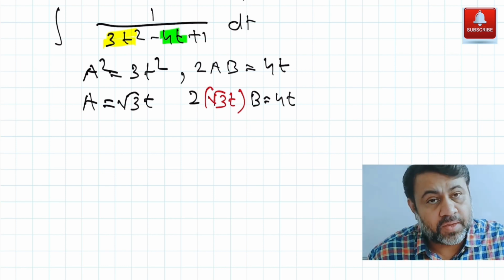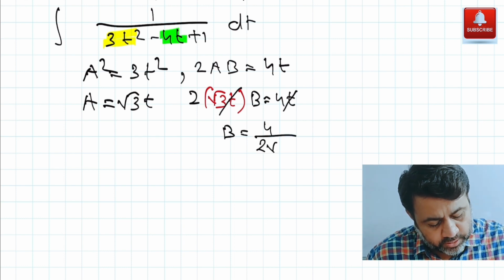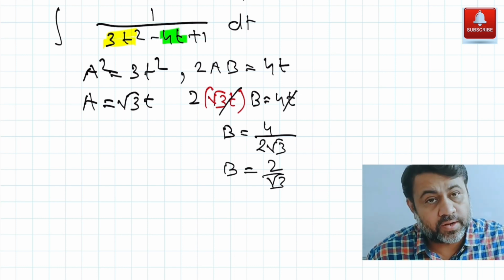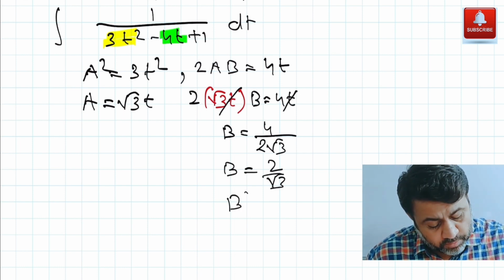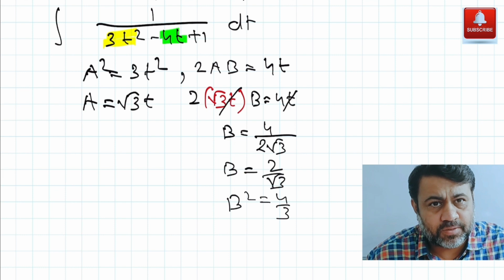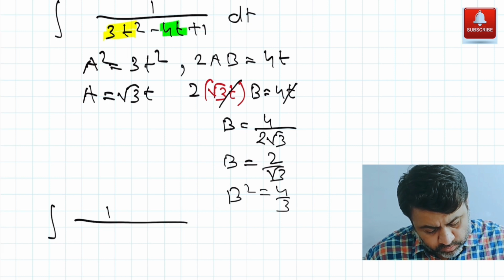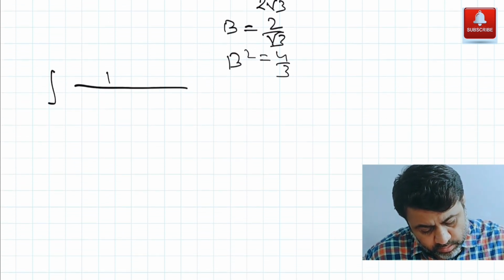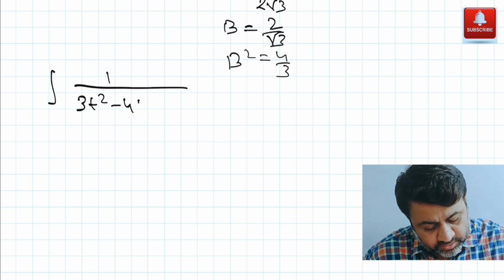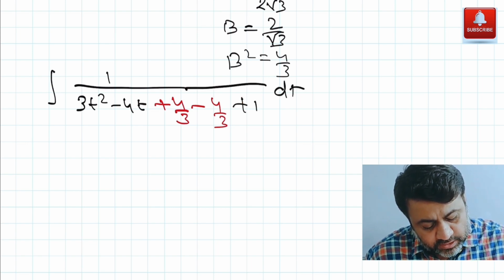So now can we find b and b square? Easily, t getting cancelled. So b will be 4 by 2 root 3. Basically you can simplify this, will be 2 by root 3, gives me b square as 4 by 3. So I got b square as 4 by 3. Now what we do here is whatever we get as b square, we add and subtract in the question. So we have here 1 by, we have 3t square minus 4t. In this I am going to do plus 4 by 3 minus 4 by 3, and that plus 1 we keep as it is, dt.